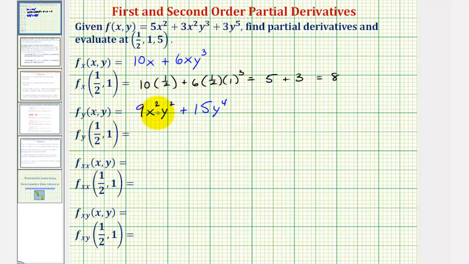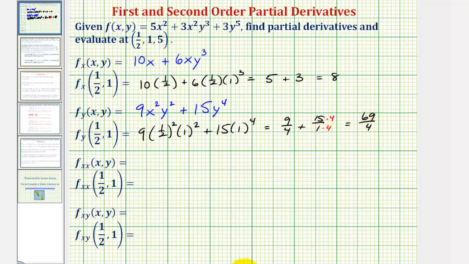And now we'll evaluate this at our point. So again, we'll substitute 1/2 for x and 1 for y. So we'll have 9 times 1/2 squared times 1 squared plus 15 times 1 to the fourth. So here we'd have 9/4 plus 15 over 1. Common denominator would be 4. So we have 9/4 plus 60/4, or 69/4. So the slope of the tangent line in the positive y direction at this point would be positive 69/4.